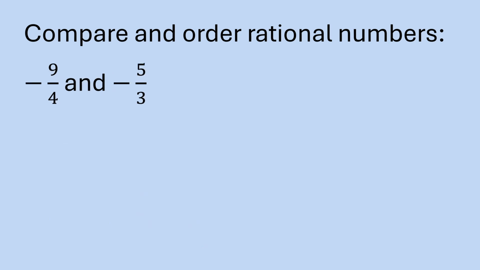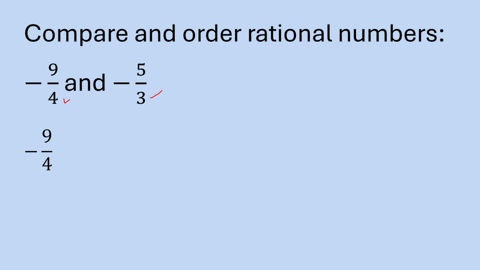Next example is negative 9 over 4 and negative 5 over 3. We need to compare these. We need the same denominator values. Here we can see the number 4 and the number 3 are the denominators. We can convert both to the number 12. We can multiply the number 4 with the number 3, so the answer will be 12, and here the number 3 we can multiply with the number 4. Answer will be the number 12.